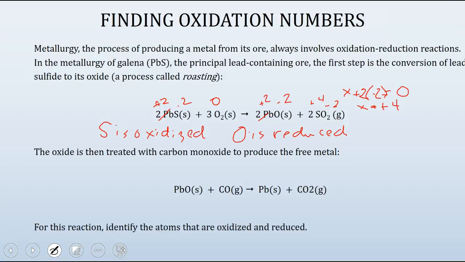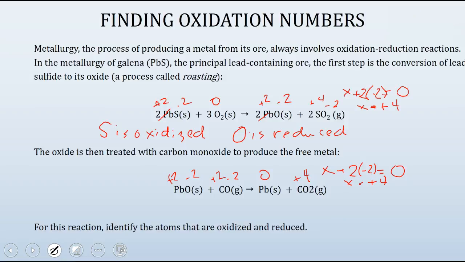So the oxide is treated with carbon monoxide for the next reaction. So we know, okay, Pb here is still a +2. The O here is a -2, which means the C is a +2. On this side, Pb becomes a 0 because it's the elemental form. And then CO2, well, let's see, 0 is equal to 2 times the -2 plus X for the C. So X is equal to a +4. So the C goes to a +4.